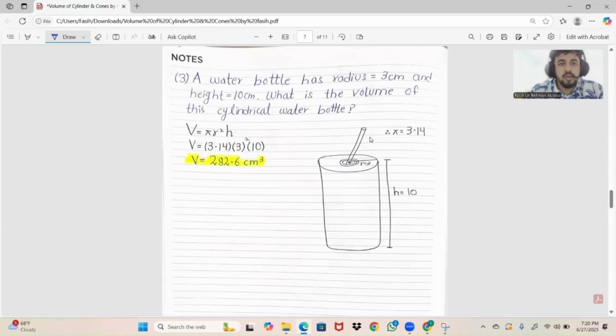Okay, kids. A water bottle has radius 3 centimeter. Now I'm taking you to practical life. So now I'm not going to say cylinder. Just: a water bottle has a radius of 3 centimeter. We know that all water bottles are cylindrical, right? 3 centimeter radius and height 10 centimeter. What's the volume of this cylindrical water bottle?